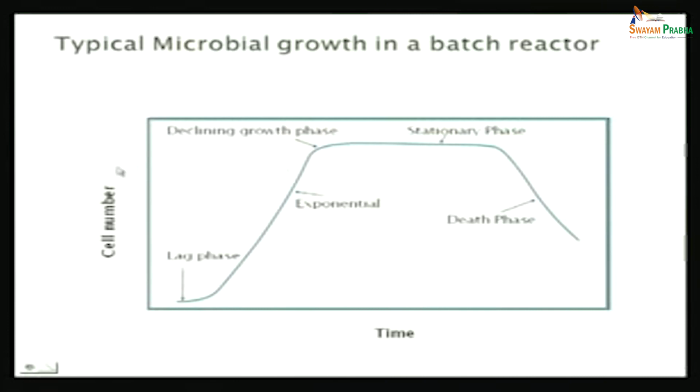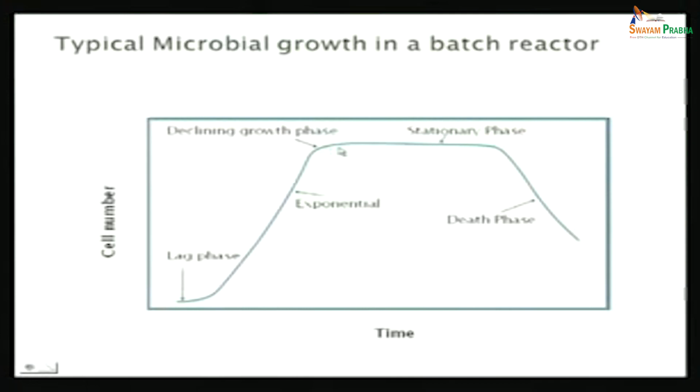Why is it stationary? Why is the cell number not growing any further? The growth rate and the death rate. Right, correct. The growth rate and the death rate are equal in the stationary phase. It's not that nutrients are deficient. If nutrients are deficient, then cell division wouldn't occur. The growth rate and the death rate are the same in this phase, and that's why it's a stationary phase.